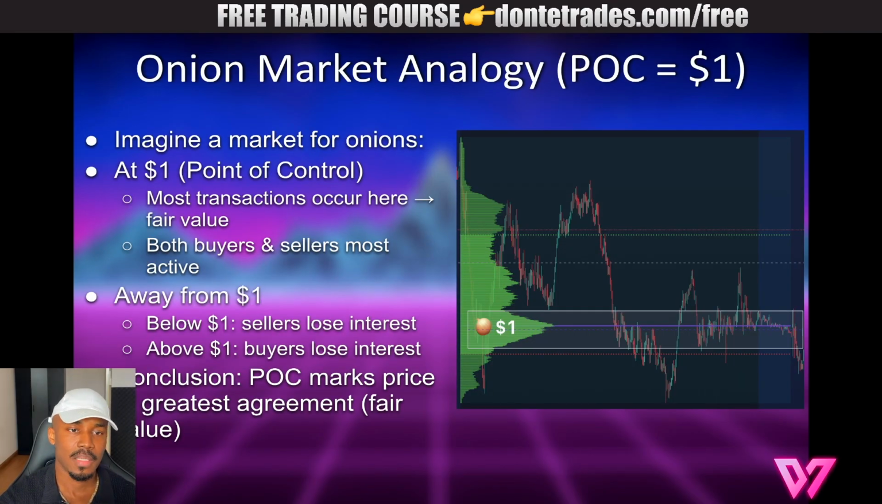Imagine that you're in the supermarket and you're looking for onions. Let's just say $1 is the normal price of onions, right? So this will be considered the point of control. This is where the most transactions occur. This is considered fair value. Again, for example purposes, the normal price of an onion is $1.